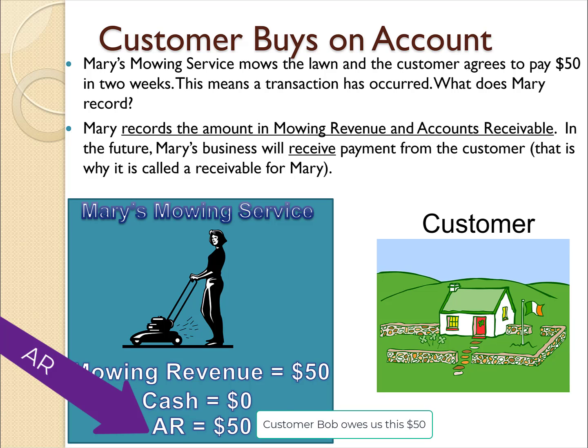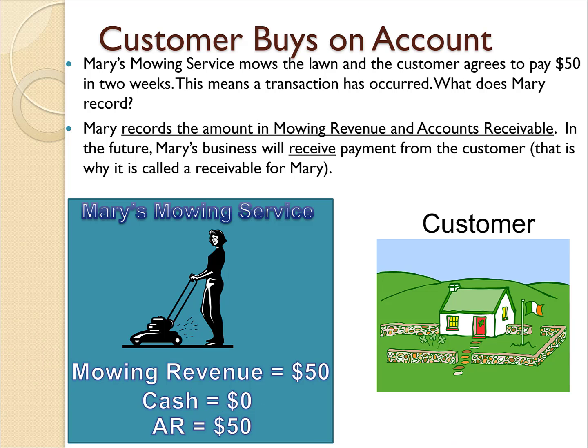Now on a piece of paper, Mary also needs to write down the name of the customer who owes her the $50. Just writing down that she has AR of $50 does not help her because she wouldn't know who owes her the money. But we're not going to write down the name. Just realize that she would have to do that.